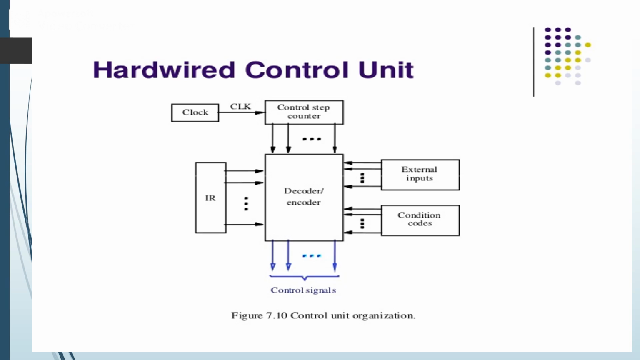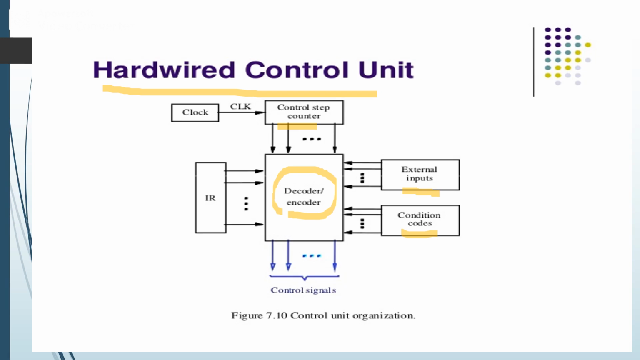The diagram shows a hardwired control unit, which consists of a decoder and encoder block, which is a combinational circuit that generates required control outputs depending upon the state of all the inputs. So here we can consider the input is from the control step counter, external inputs and condition codes.